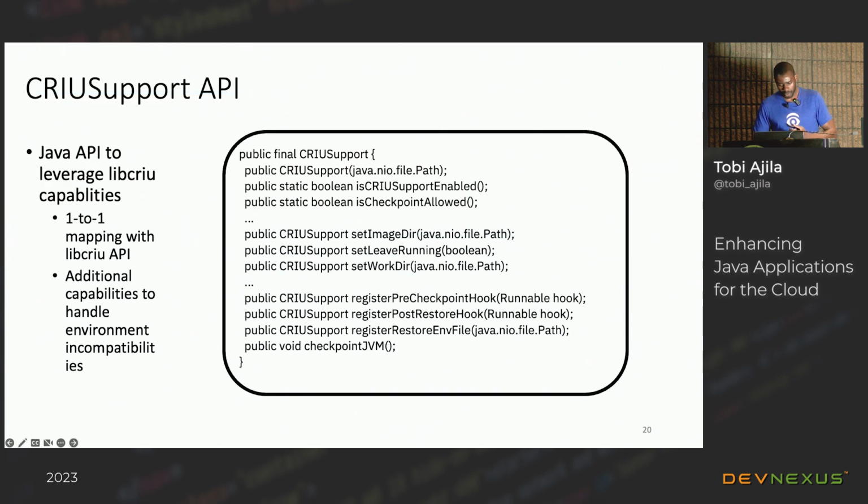So here's a little illustration of what the API looks like. It's fairly simple. It uses a builder pattern to set up the CRIU support instance. The methods at the top are to query support for CRIU on the machine. In the middle are methods that modify how the checkpoint is taken. A lot of the ones in the middle are essentially wrappers to CRIU calls. And at the bottom are some of the methods to leverage JVM support.